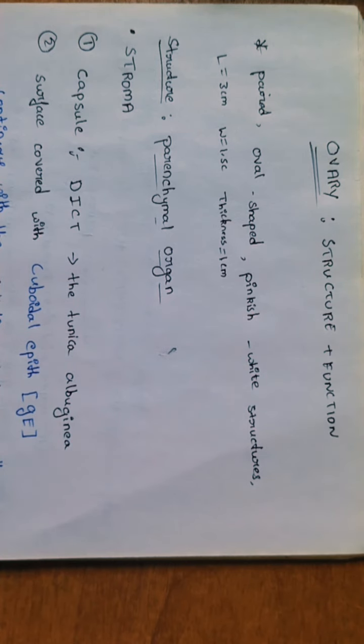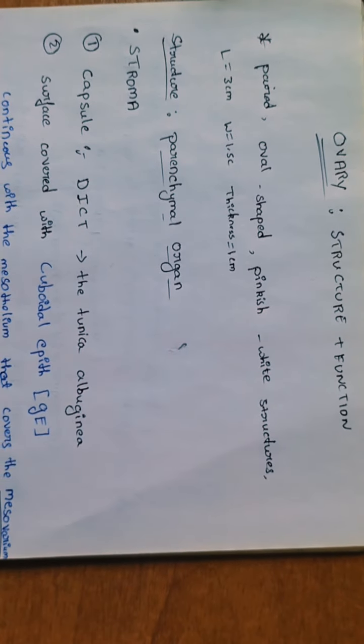They are pinkish white structures because of the tunica albuginea. Their length is 3 cm, width is 1.5 cm, and thickness is approximately 1 cm. And this is mainly a parenchymal organ. Now see the structure.